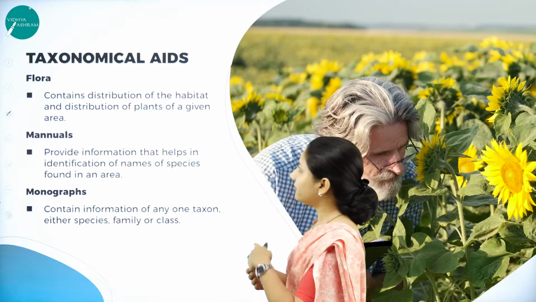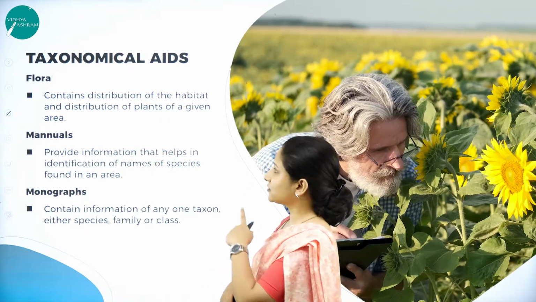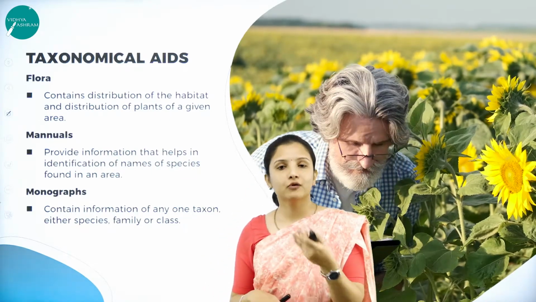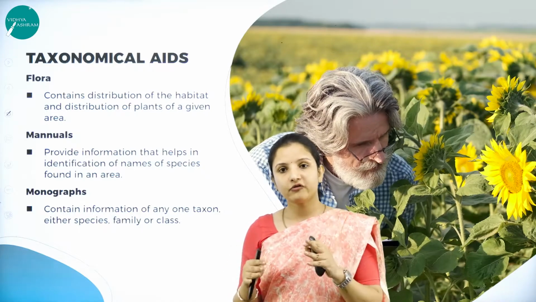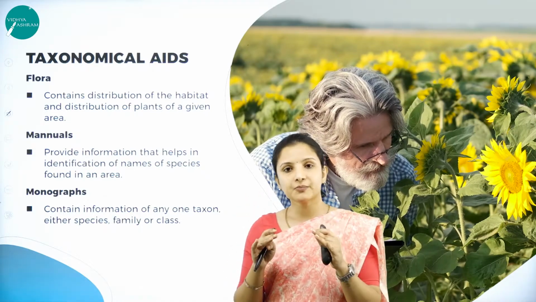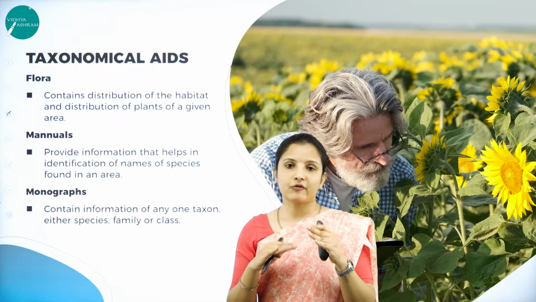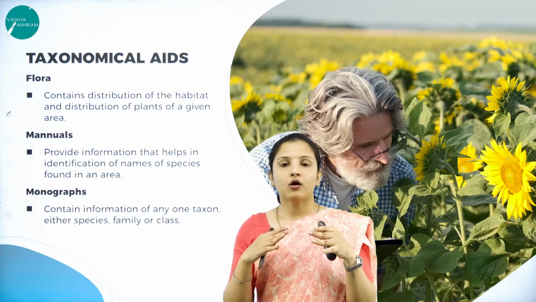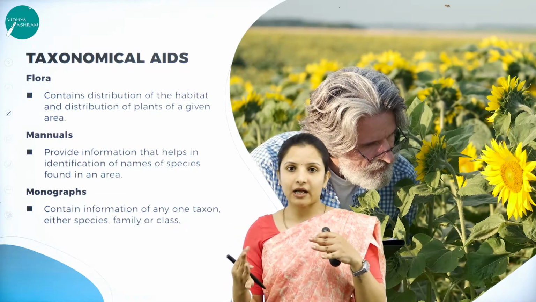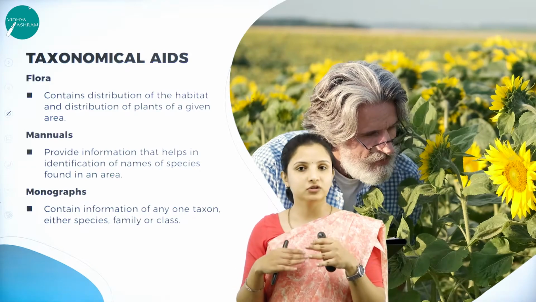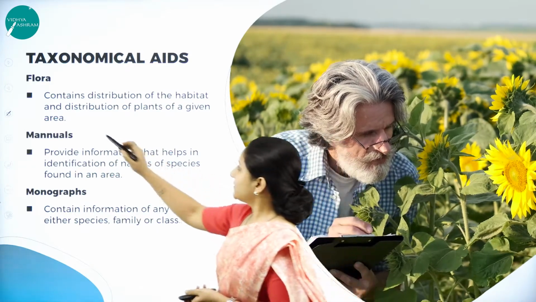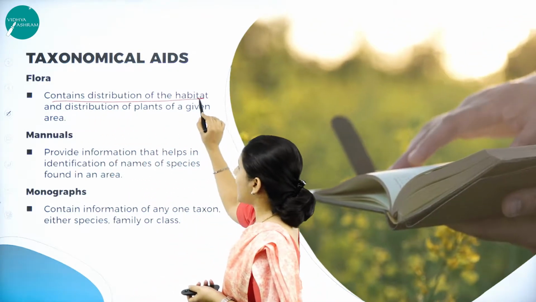So one more taxonomical aid is called the Flora. As I told you, the Flora of Madras. In the Flora of Madras, the description of all the plants that have been identified or found by different botanists, the characteristics of those plants will be written. So floras contain the distribution of the habit.